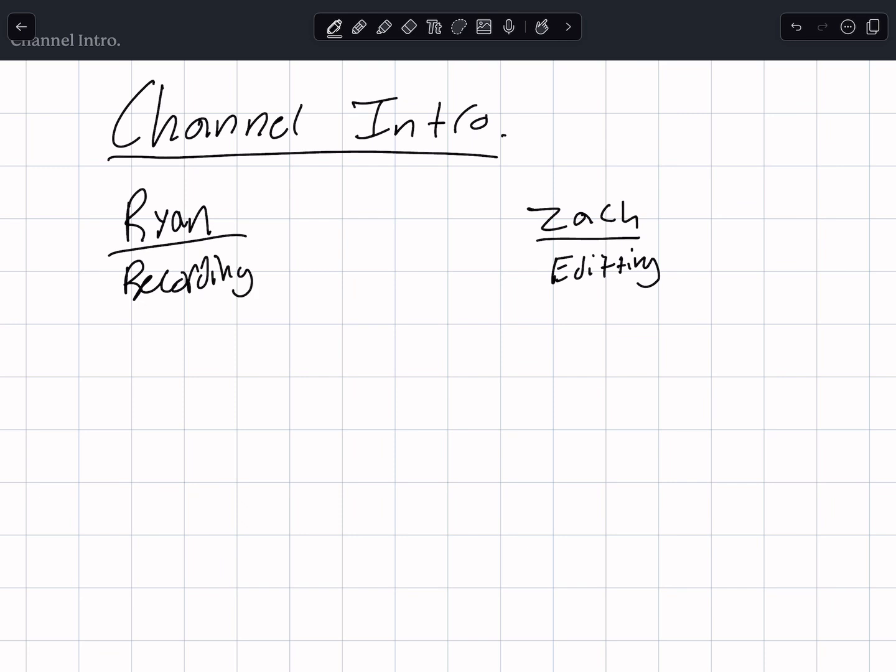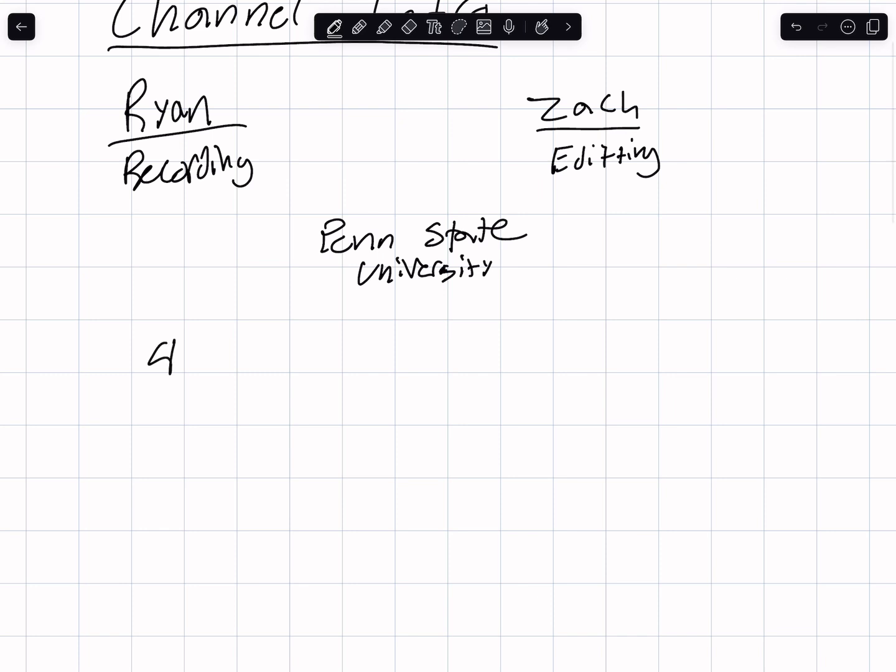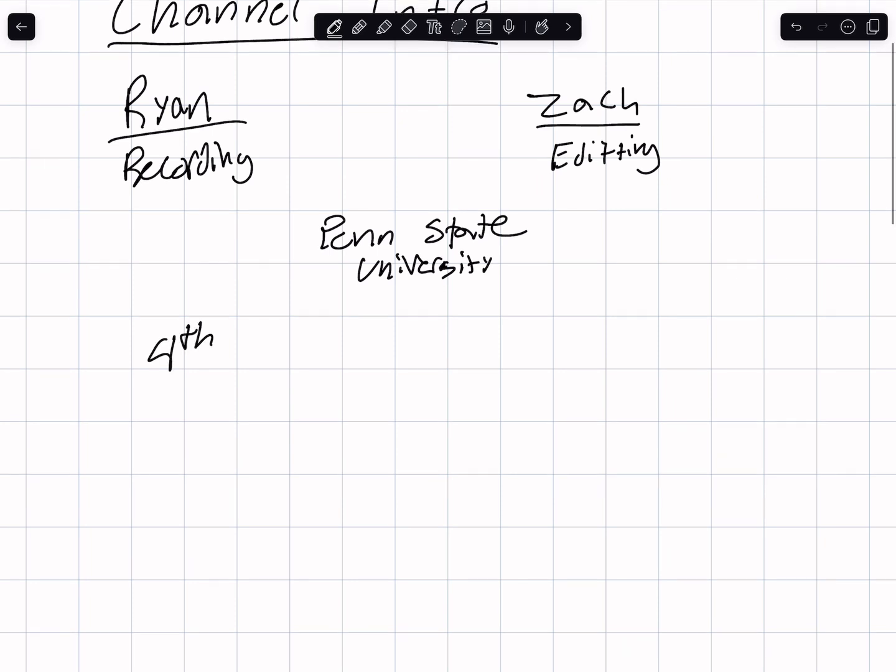Both of us attend Penn State University. We're both studying chemical engineering there. I'm currently in my fourth year. I've taken most of my classes. I've taken thermo, material balances, heat transfer, fluids. The only class I really haven't taken is mass transport, but I'm taking that next semester.